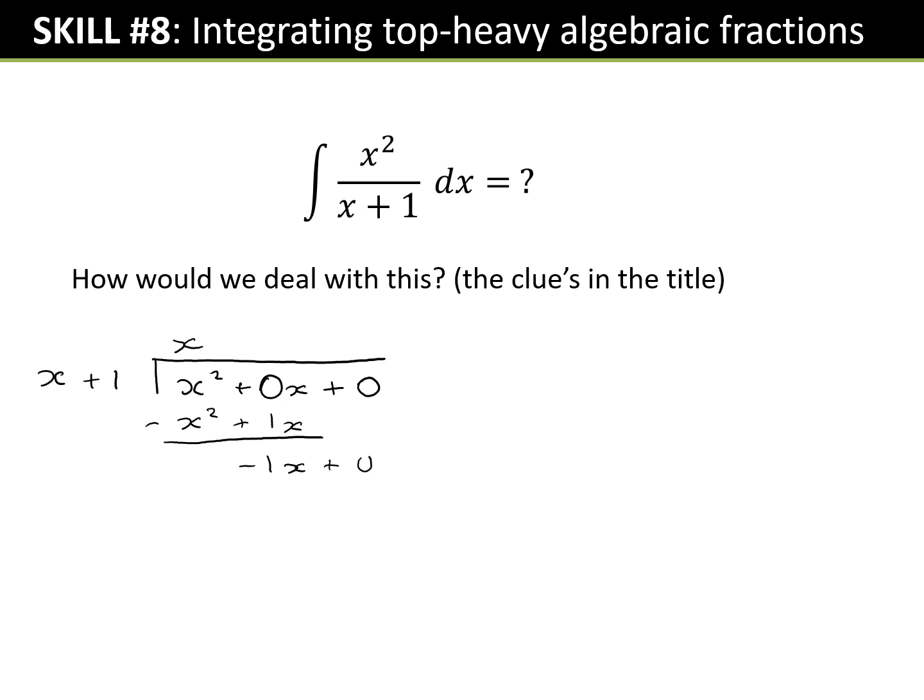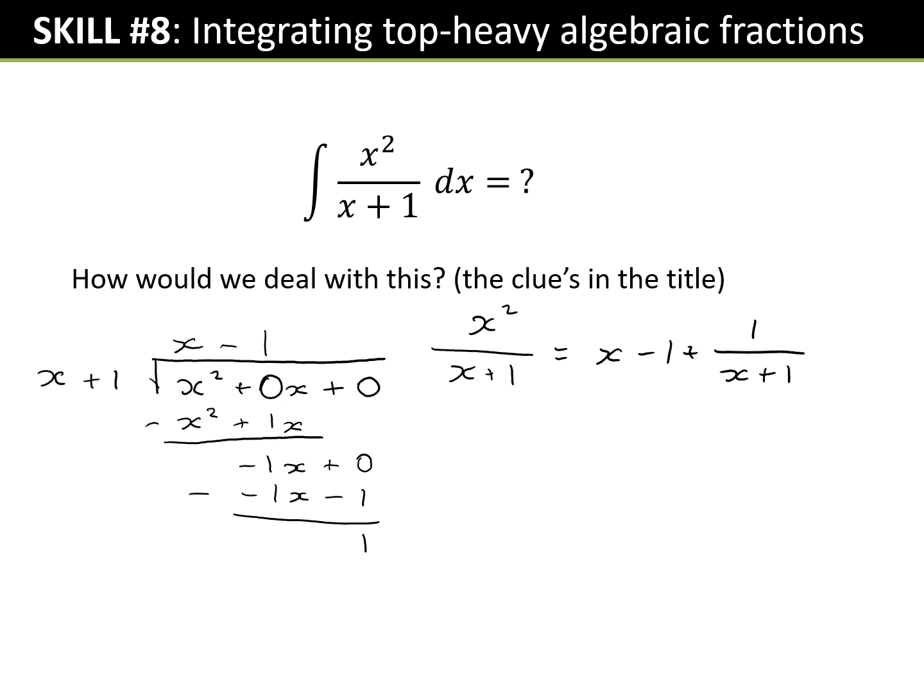Bring down the plus 0. Minus 1x divided by x is minus 1. And now minus 1 times by x is minus 1x. Minus 1 times 1 is minus 1. Take those two things away. Minus 1 take away minus 1 is 0. 0 take away minus 1 is 1. So x squared all over x plus 1 is the same as x minus 1 with a 1 remainder. So the 1 goes on top of the thing you're dividing by, and there you go.